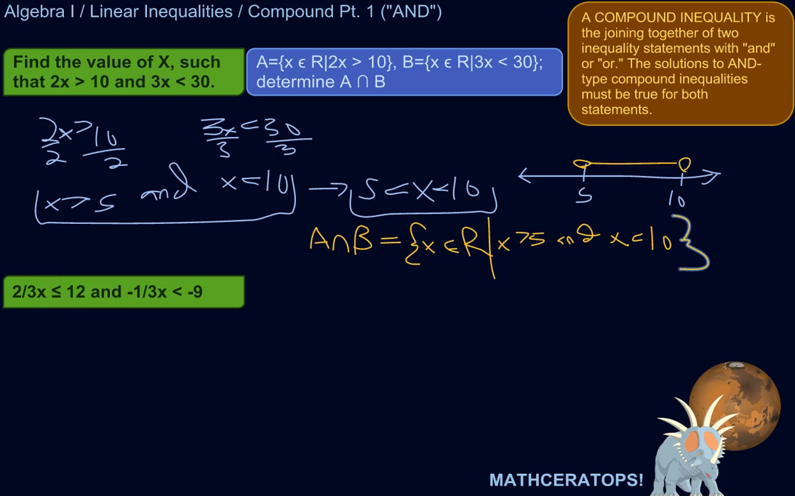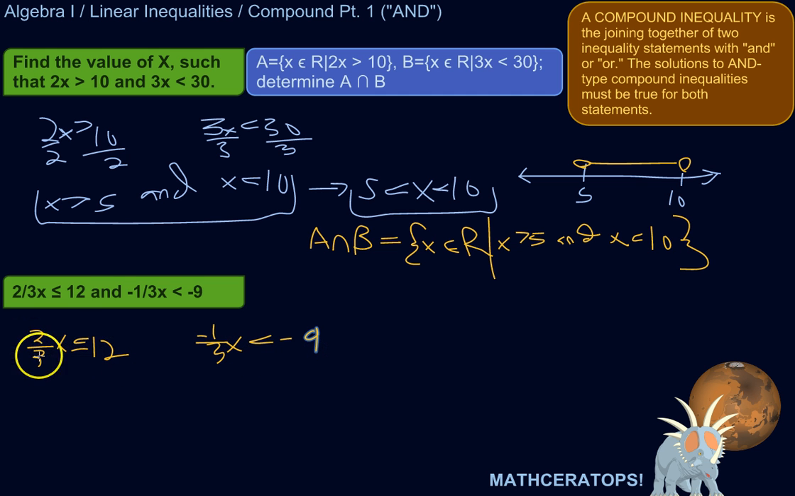So let's do one more, or at least get started on this. We've got 2/3 of x is less than or equal to 12, and negative 1/3 of x is less than negative 9. So deal with them individually first. I'm just going to write it like this: 2/3 of x is less than or equal to 12, and it's also true that negative 1/3 of x is less than negative 9.